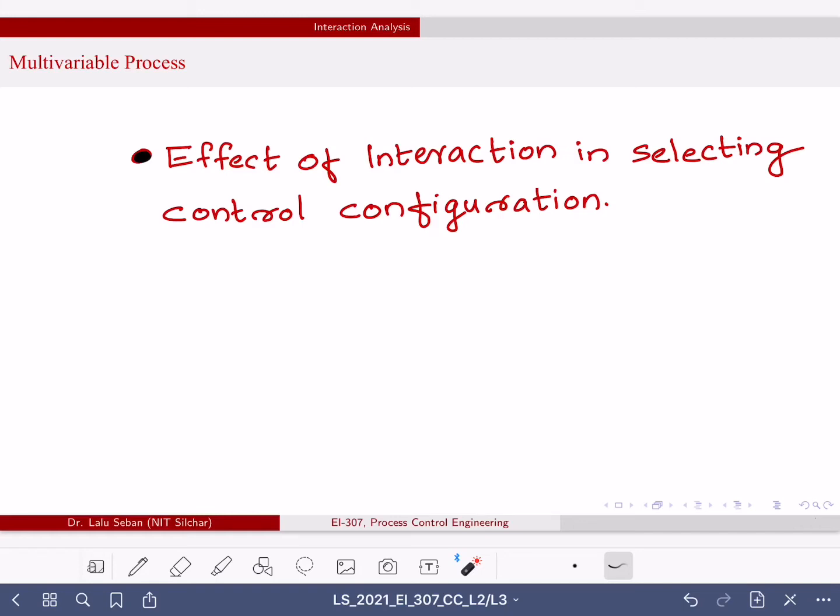Welcome to the second lecture in control configuration. In the last lecture, what we have seen? We have seen the two different options for multivariable control configuration: one is centralized control, and another one is decentralized control. The main issue with the decentralized control is to have the right pair of input and output. So in this lecture, we will be discussing the interaction between input and output variables and what all things we have to look at when we do the input and output pairing.